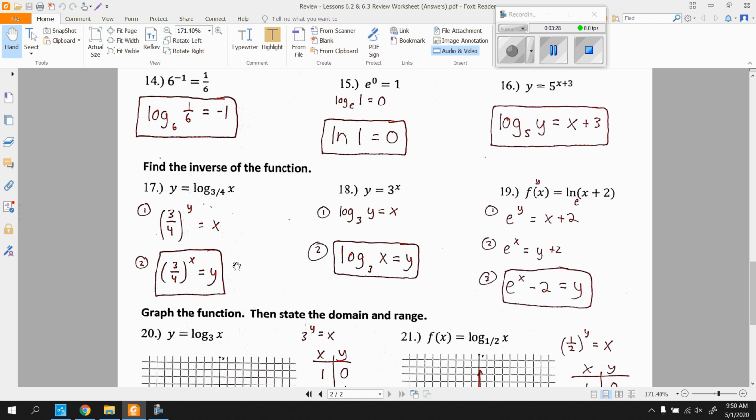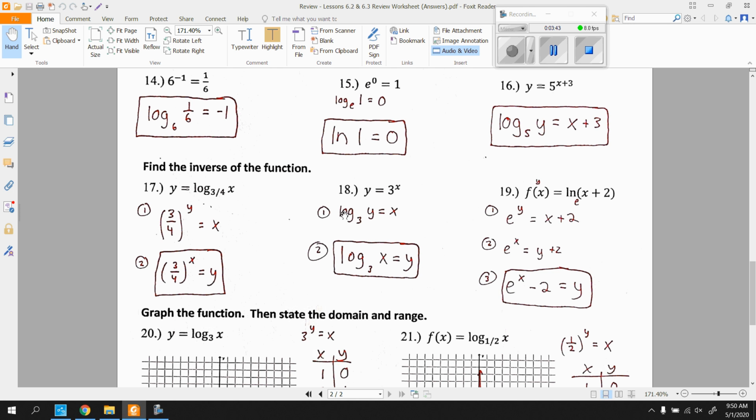So little stuff like that. The inverse, remember, a couple different steps. I'm numbering like I did on the homework, or as we talked through them in the notes. Rewrite it: 3/4 to the y power equals x. And then just swap your x and your y. I left them with the y on the right side today, it doesn't matter.